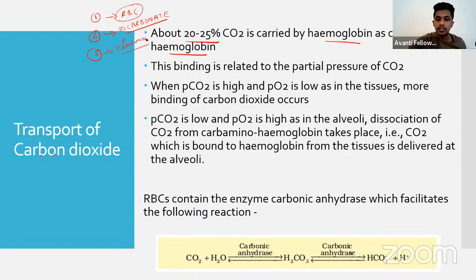So what happens? Once the carbon dioxide exits the tissue, it will react with the water that is present in the blood plasma in the presence of an enzyme called carbonic anhydrase. The carbonic anhydrase converts this carbon dioxide plus water into carbonic acid. Once it converts into carbonic acid, again the carbonic anhydrase converts this carbonic acid into bicarbonate and hydrogen ions. Now this is very, very essential.